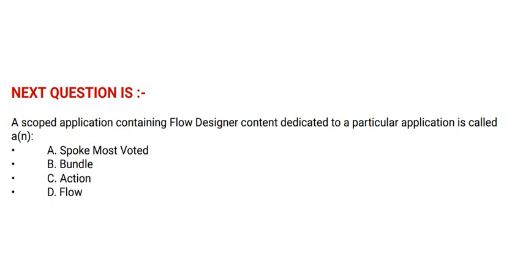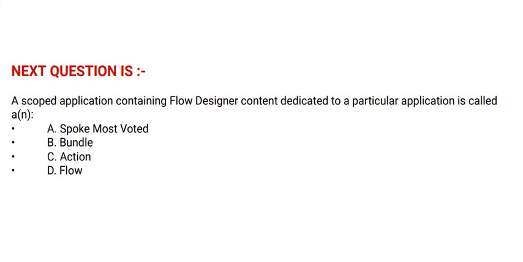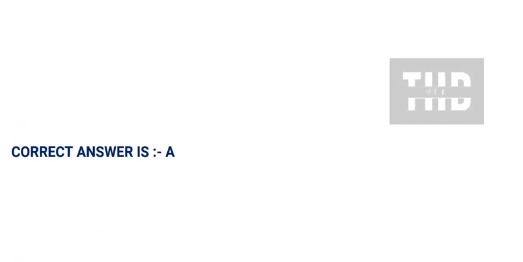Moving to next question. A scoped application containing Flow Designer content dedicated to a particular application is called: option A, spoke, option B, bundle, option C, action, and option D, flow. And the correct answer is option A.